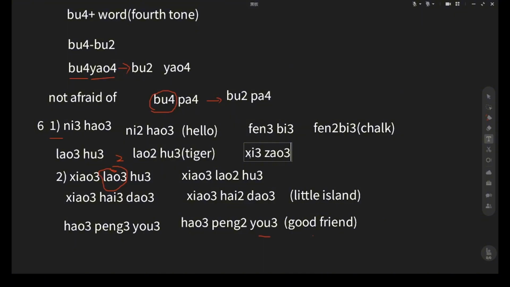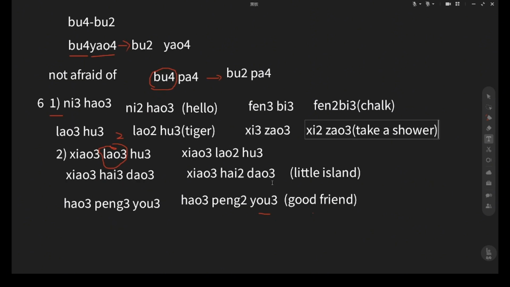This one, 洗澡, yes, we don't read it 洗澡, okay? Take a shower. This one, one more example. Yeah, read it. 想洗澡, read it. 想洗澡, right? Want to take a shower, okay?